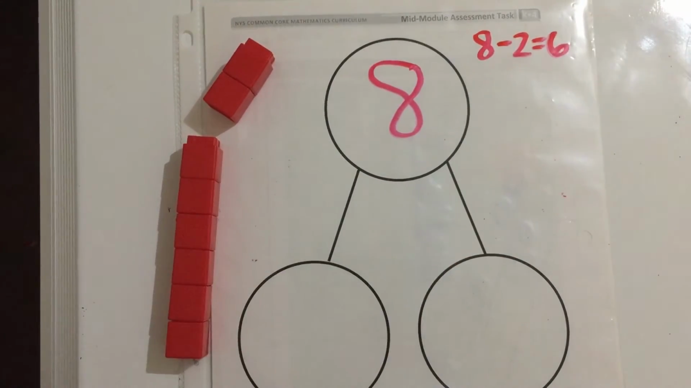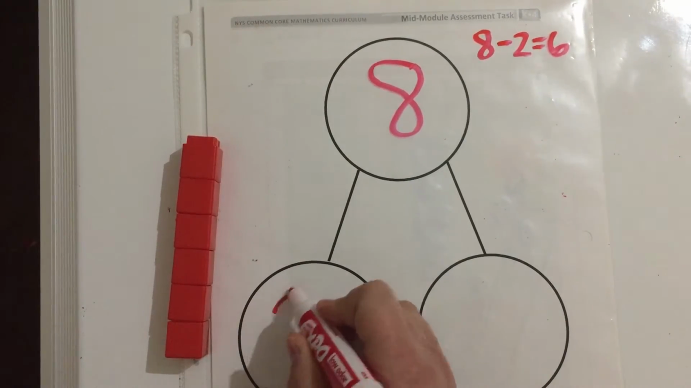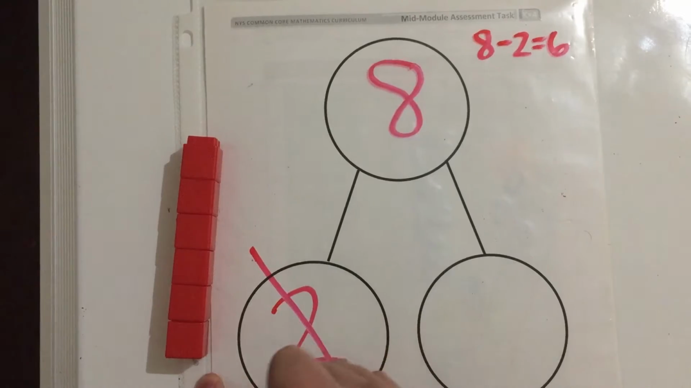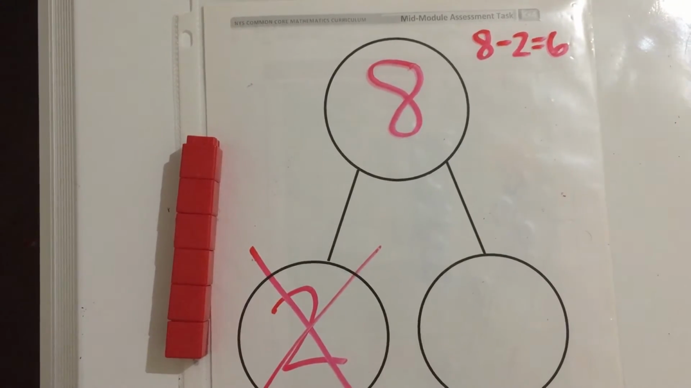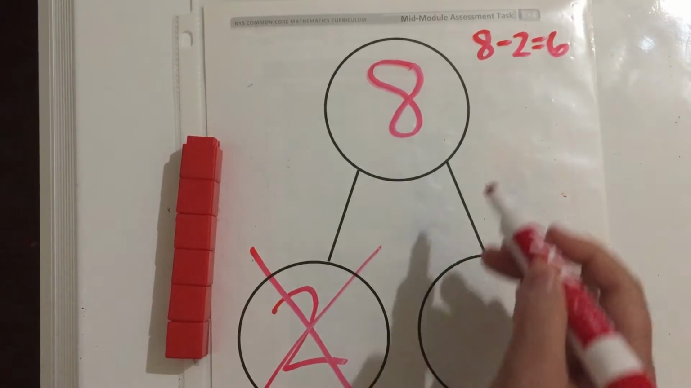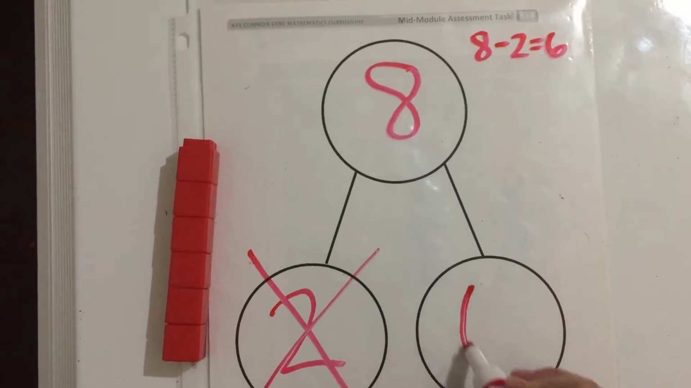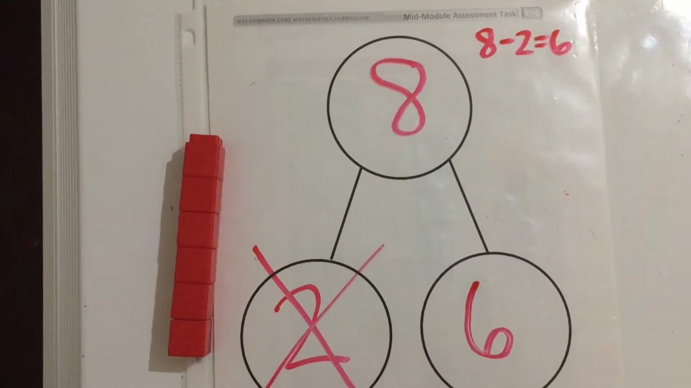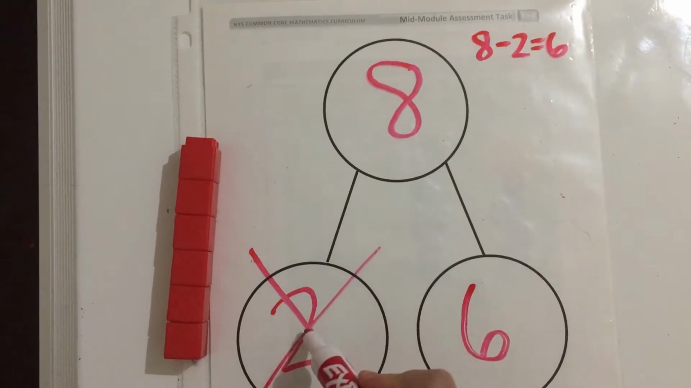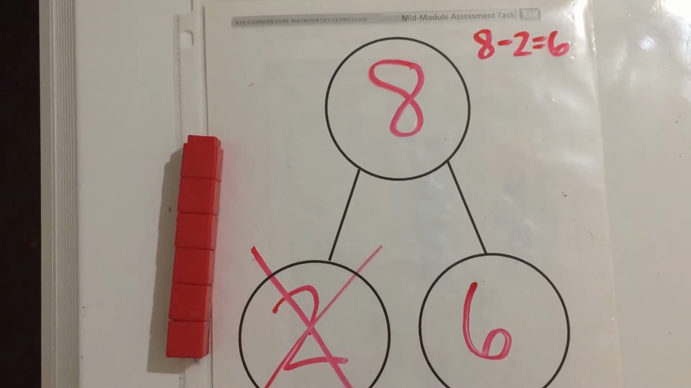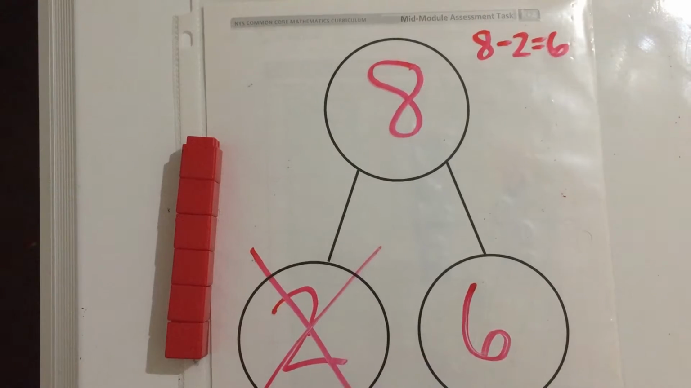We always start with our bigger number when we subtract. We took away 2. I'm going to put 2 in one of the parts, and we're going to cross that out. That cross tells us 2 is no longer there. We have 6 left. You could say it like this: 8 minus 2 equals 6.